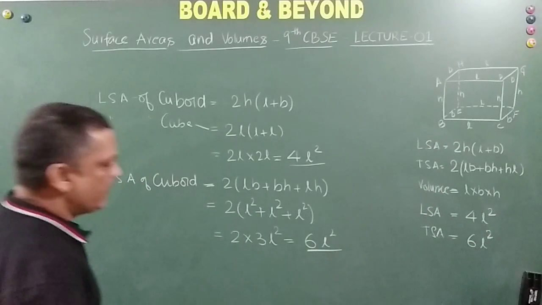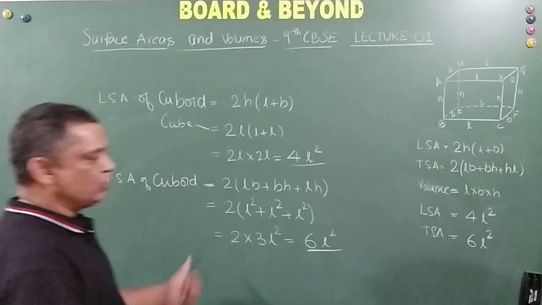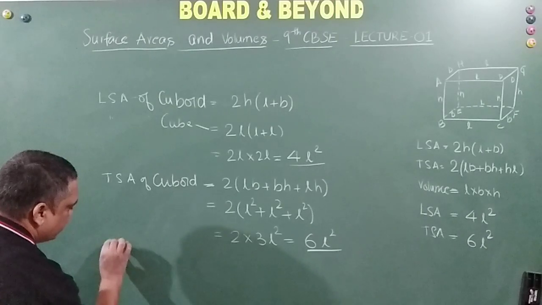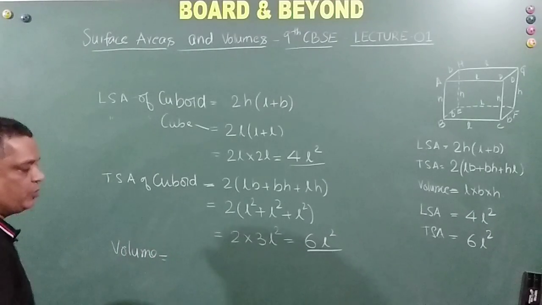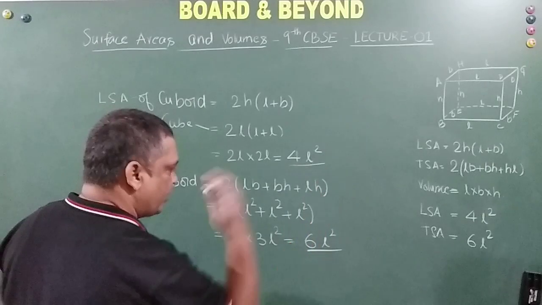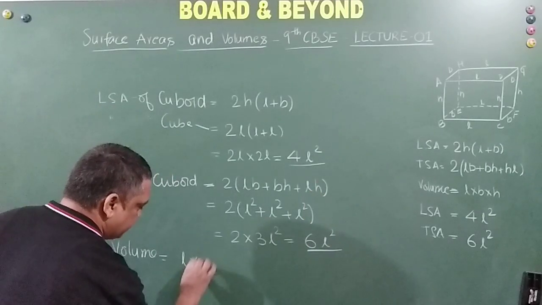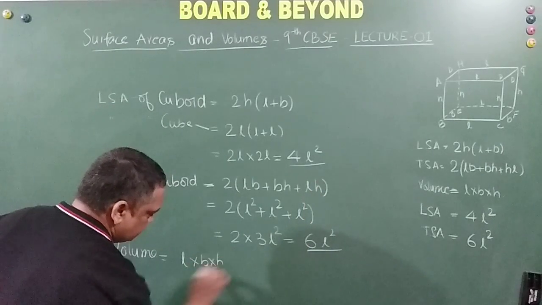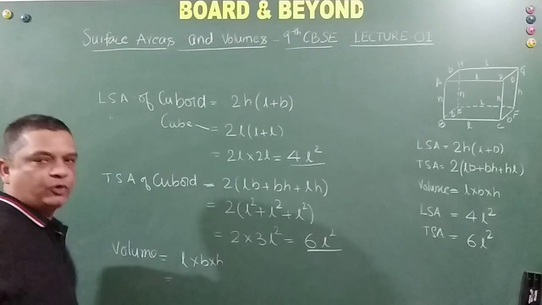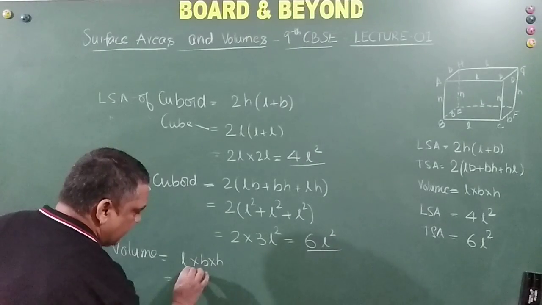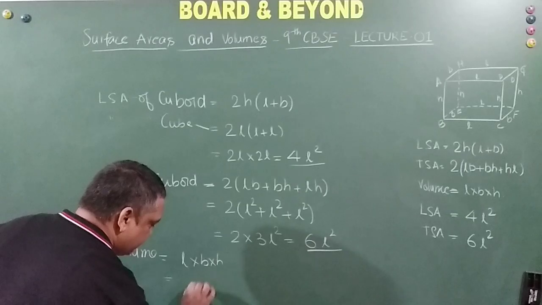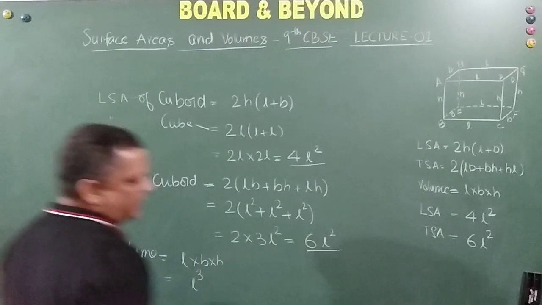You are getting it? Now we will find out the volume as well. Right? So volume is equal to how much, my friends? For a cuboid, it is length into breadth into height. Now, when we talk about a cube, what happens? This becomes L into L into L, which is nothing but L cube, right? So volume.